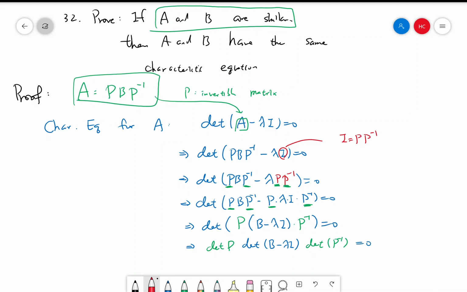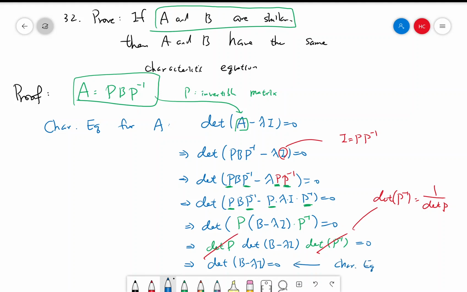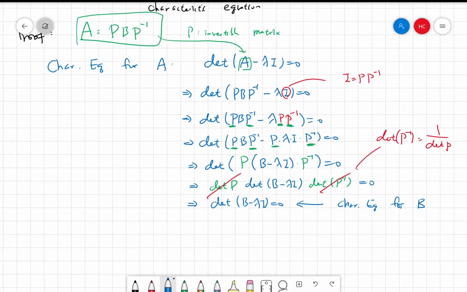But we know determinant of P and determinant of P inverse are reciprocals. So they cancel each other. Determinant of P inverse is 1 over determinant of P. So they cancel each other. So we get, and we're done here, determinant of B minus lambda I is equal to 0. And this is the characteristic equation for B. So A and B have the same characteristic equation.